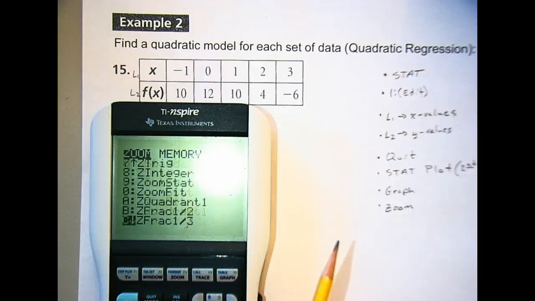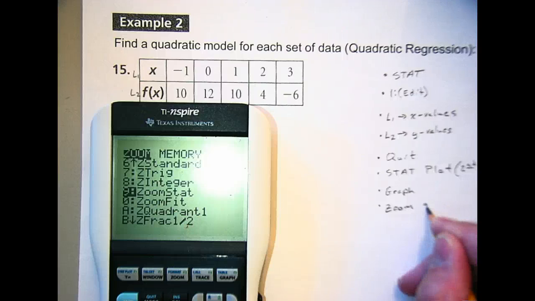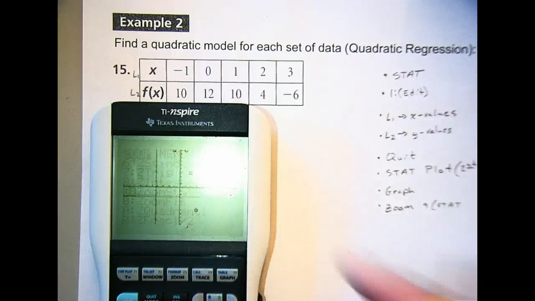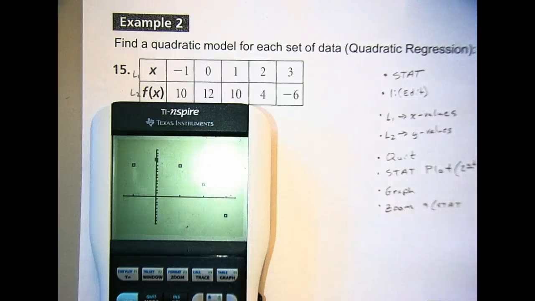Which one? I've already seen it. Yeah, zoom stat, right? Because we use stat. So zoom 9, which is stat. And when you do that, then it's really amazing. You're like, whoa. Dude, that's incredible.